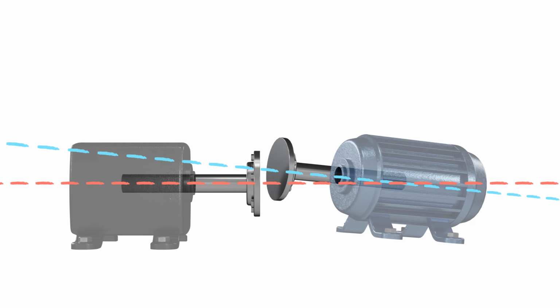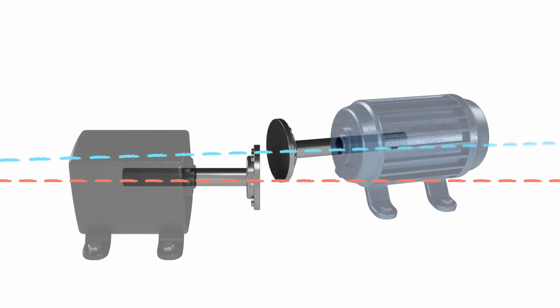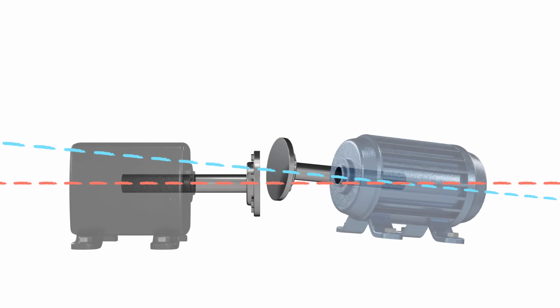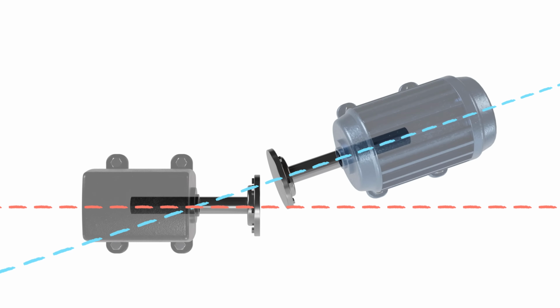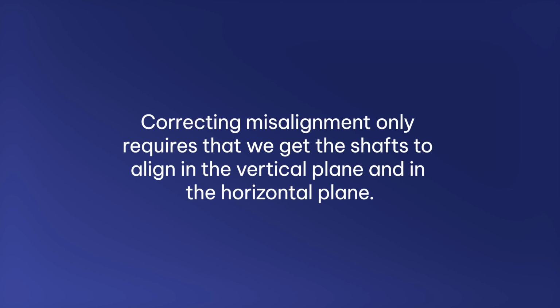What we typically see in the field is a combination of both offset and angular misalignment, occurring in 3 dimensions, as you can see here, as we rotate between the vertical plane and the horizontal plane. While it is much easier to understand misalignment if you can visualize it in 3-dimensional space, correcting misalignment only requires that we get the shafts to align in the vertical plane and in the horizontal plane.